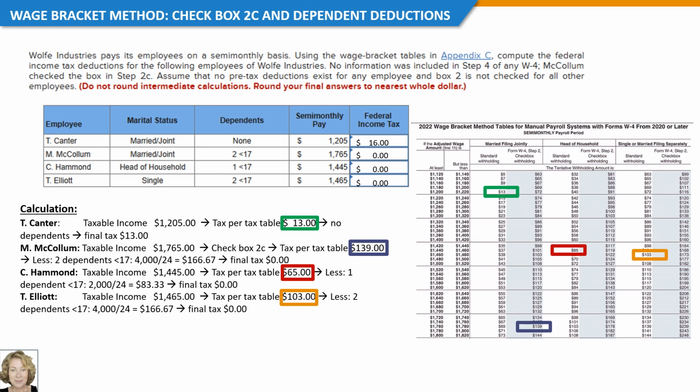Each of these dependents accounts for a reduction of $2,000 per year. That means we multiply 2,000 by two dependents and then divide the $4,000 by 24 because it's a semi-monthly payroll, which results in a reduction of taxes of $166.67, which reduces the total tax down to zero. Hammond and Elliott also have zero final taxes because they have dependent deductions. Please give it a try and go through the steps of looking up the taxes for Hammond and Elliott.